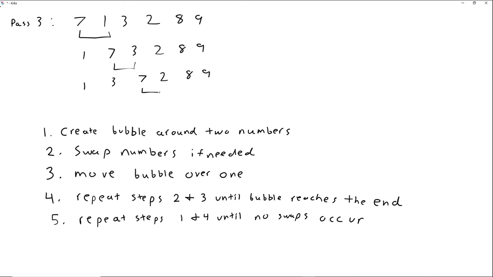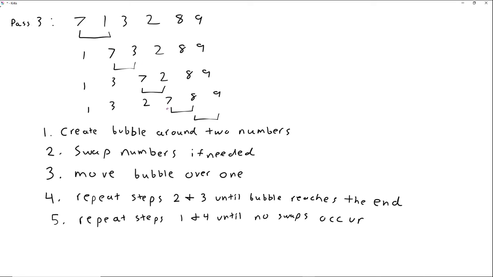And move the bubble over. We need to swap the 7 and the 2 and move the bubble over. We don't need to swap, so we move the bubble over again, and the bubble will now hit the end, signifying the end of pass 3, having it drag the 7 along from the front all the way to its position.